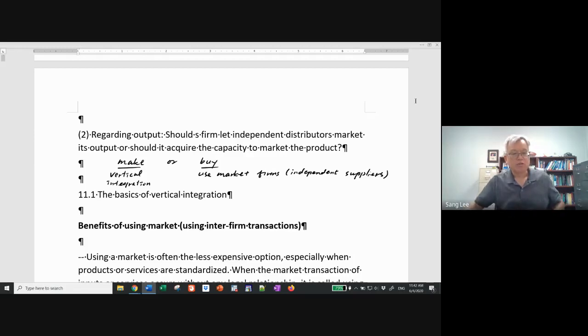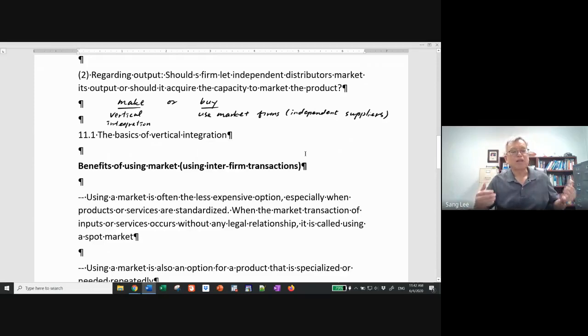Okay. So first, let's take a look at benefits of using market. Now, when do we say a firm is using market? When a firm is using parts or intermediate goods produced by other independent sellers, market firms, or when a firm is using retailers, distributors to sell its product, then we say the firm is using market.